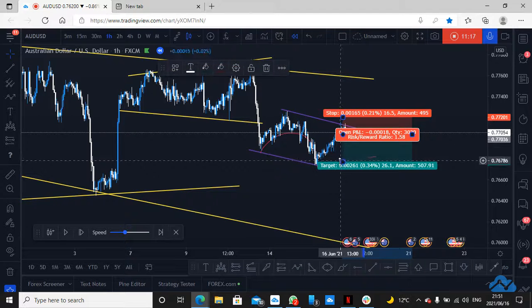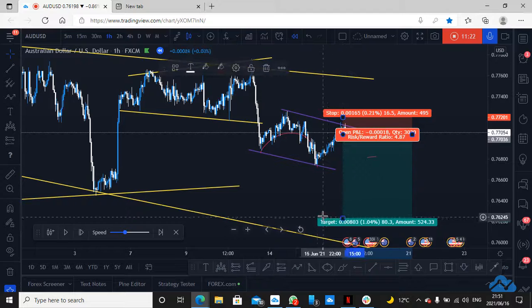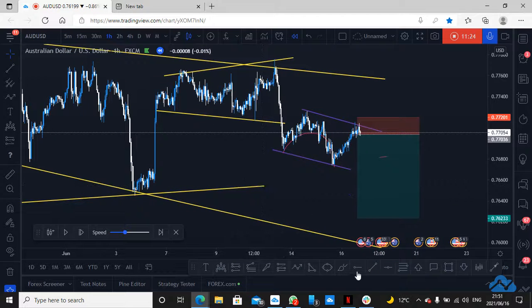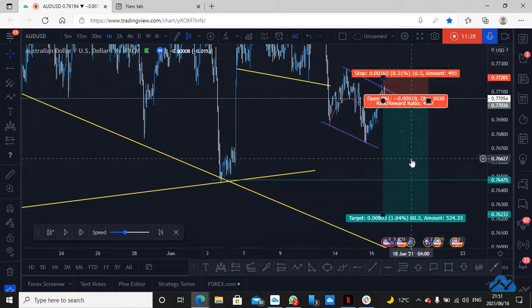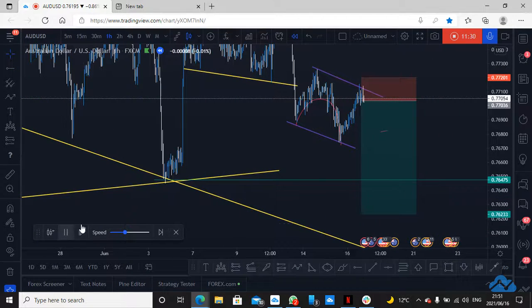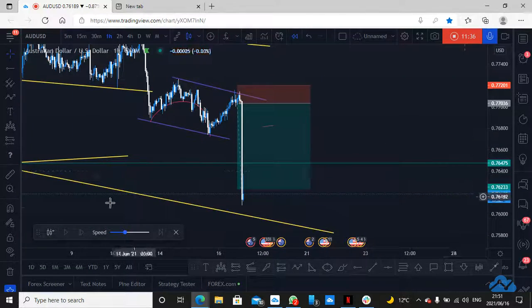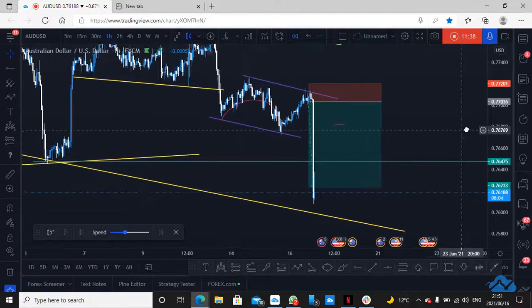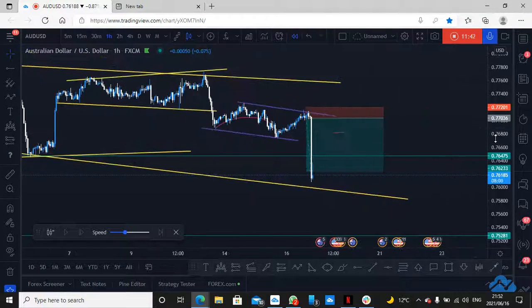My stop loss was actually 10 pips, and then my take profit was 40 pips. I was targeting these areas here. That's where I was targeting, and we were in the position, guys. So we were in the position, and boom! Look at how we dropped. That was the drop.